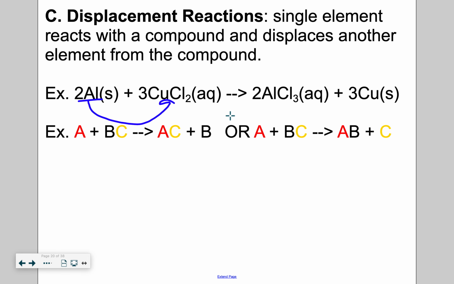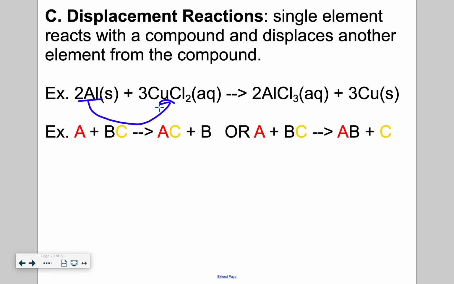Third type is called displacement reaction, where a single element will displace another element from the compound. So 2 different ways to write the general equation. A plus BC produces AC plus B. So you notice how A swaps places with B, and now B is by itself and A is paired up with C. Or you can go A plus BC produces AB plus C. So in this case, C and A swap places, and now A is with B and C is by itself.